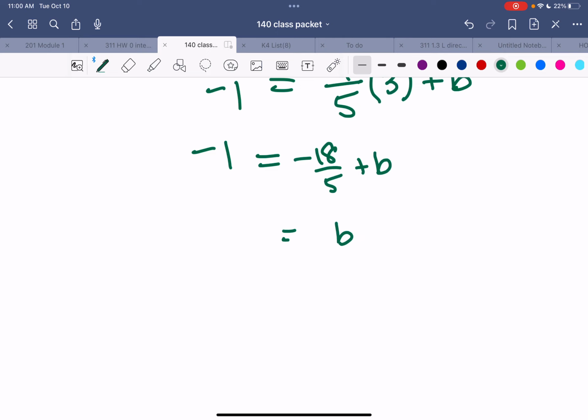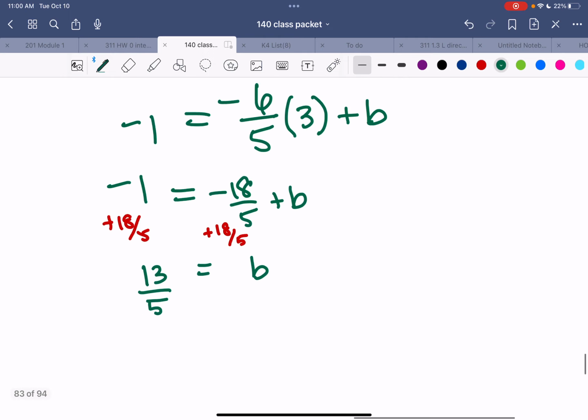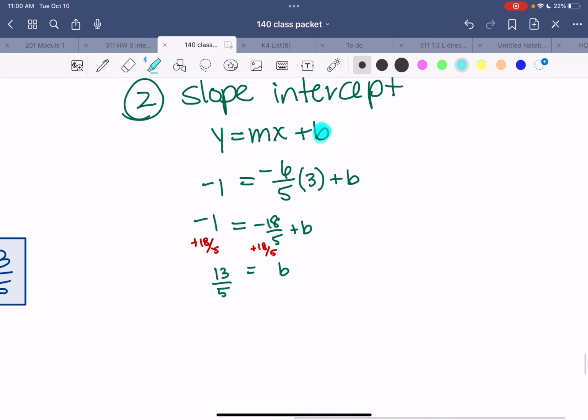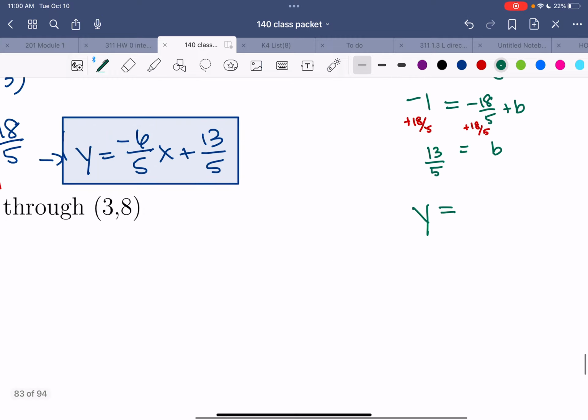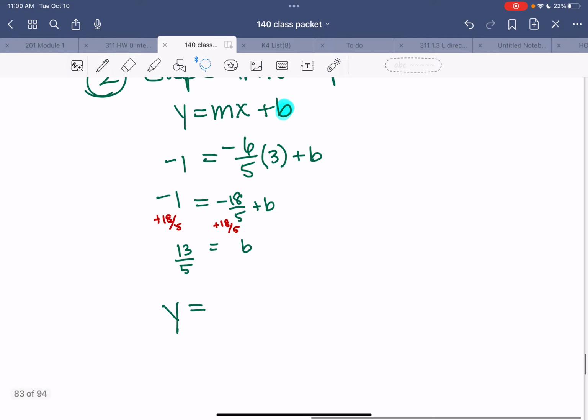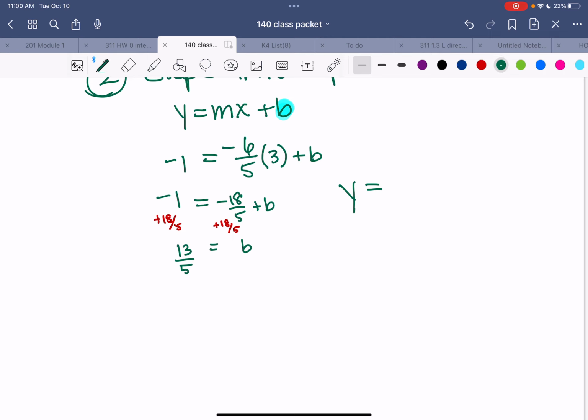And then my b, I'm going to go ahead and add 18 over 5 to both sides. When I do that, 18 over 5 minus 1 is 13 over 5. And that b, I plug back in here. Okay, and so that means I'm going to get y equals, I'm going to move it over here because I'm running out of space. Y equals, my m is still the -6 over 5, the x now stays, and my b is 13 over 5.